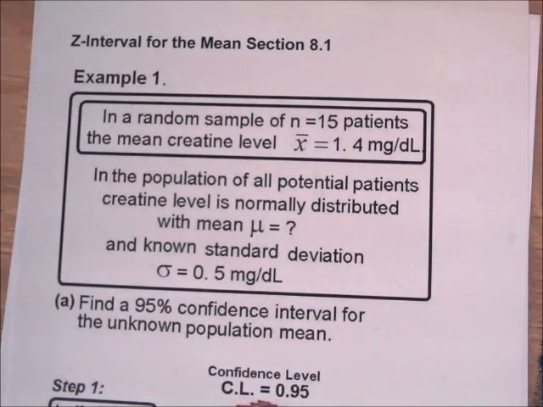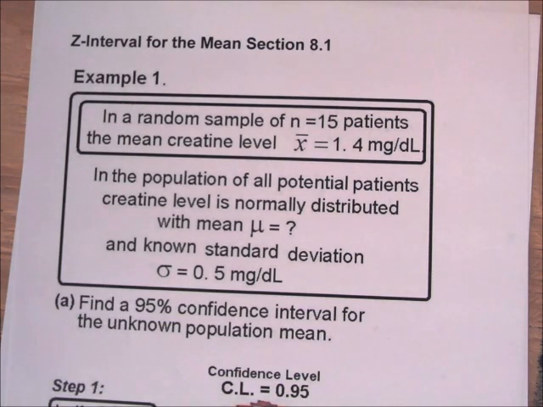Confidence interval for the mean. So we have a sample of n equals 15 patients. The mean creatinine level, x bar, is 1.4 milligrams per deciliter. A population of all potential patients. Creatinine is normally distributed with unknown mean, but with known standard deviation 0.5 milligrams per deciliter. So that's sigma. So we want to find a 95% confidence interval for the mean.